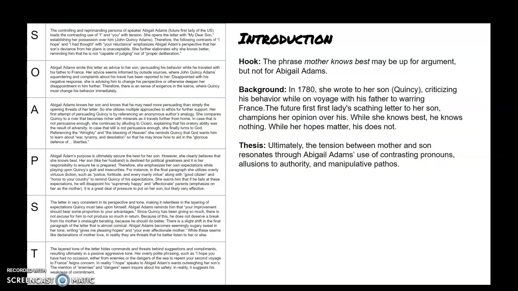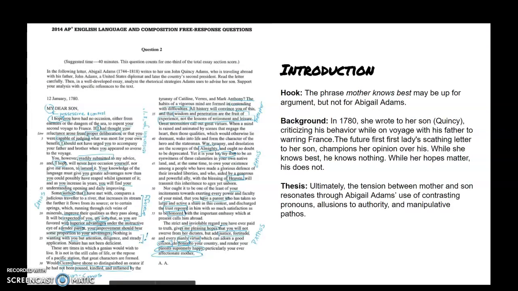Excellent. What's really important to take away is the thesis and how it's ordered. We've mentioned this before, but I will mention it again. When you write your essay about her letter or about Lippmann's excerpt, you want your essay to be in the same order as their writing. As you can see, my thesis says, ultimately, the tension between mother and son resonates through Abigail Adams' use of contrasting pronouns. Contrasting pronouns is what my first body paragraph will be about.